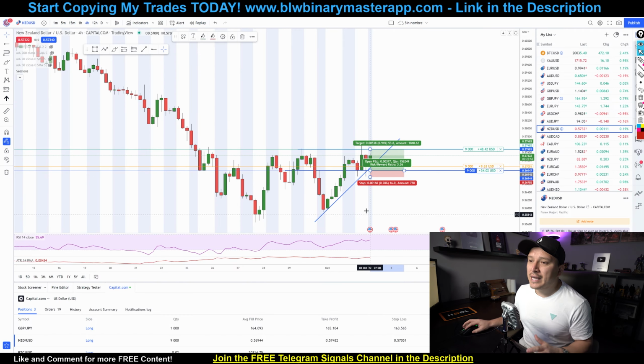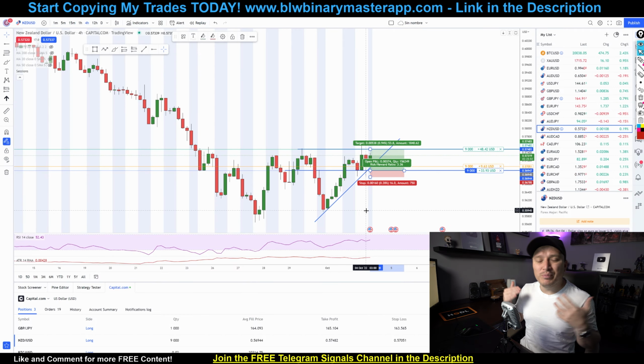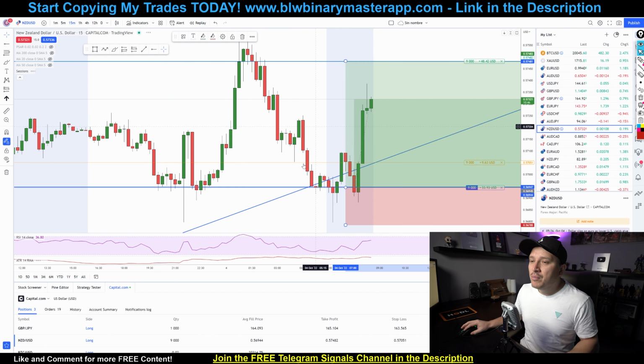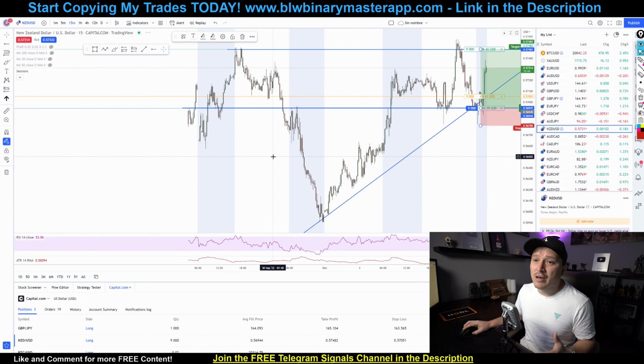So why is it that I move my stop loss and so on? Because it's obviously not guaranteed that the price is going to touch that higher level. But you can identify that higher level with different time frames.